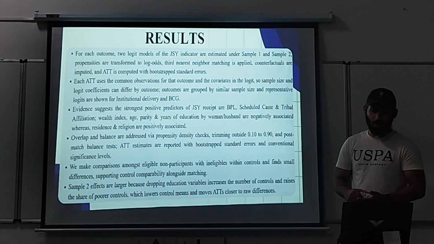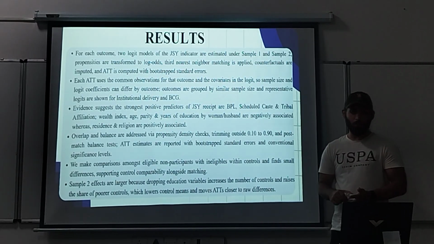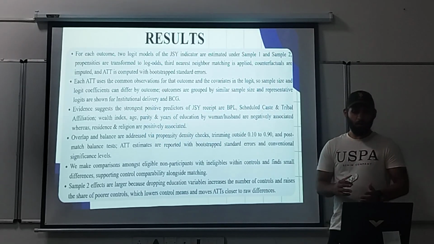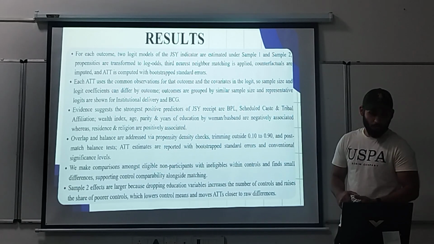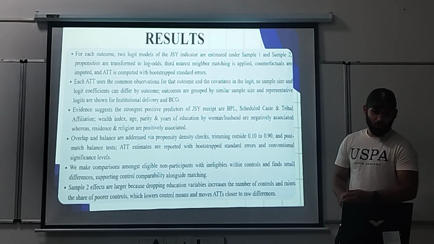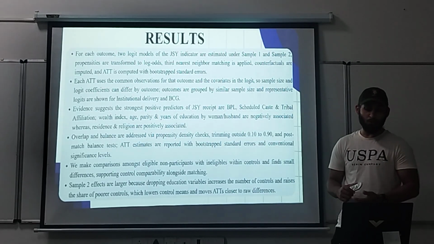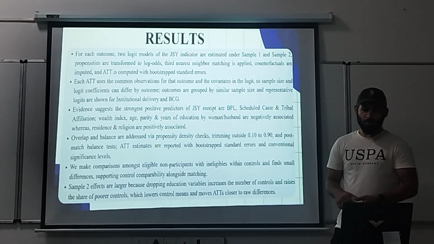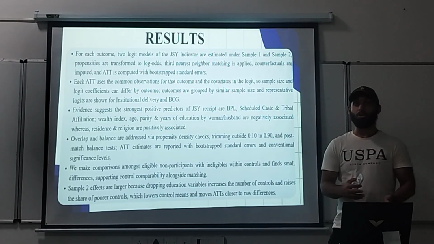We also make comparisons among eligible non-participants with ineligible individuals within the control group. This comparison reveals small differences, supporting comparability across groups alongside the matching groups. Finally, sample 2 effects tend to be larger because dropping education variables increases the number of control group individuals and raises the share of poorer controls. This reduces control means and moves ATT estimates closer to the raw difference.